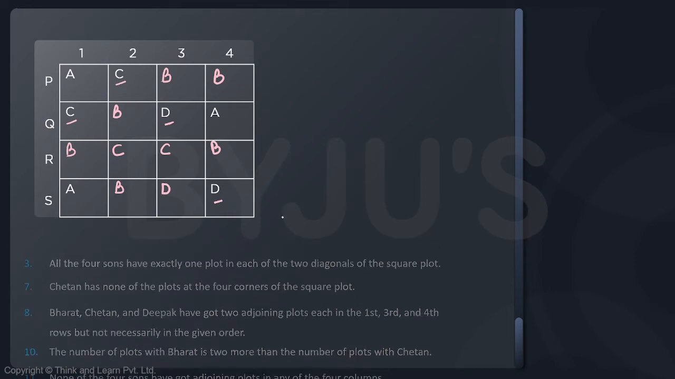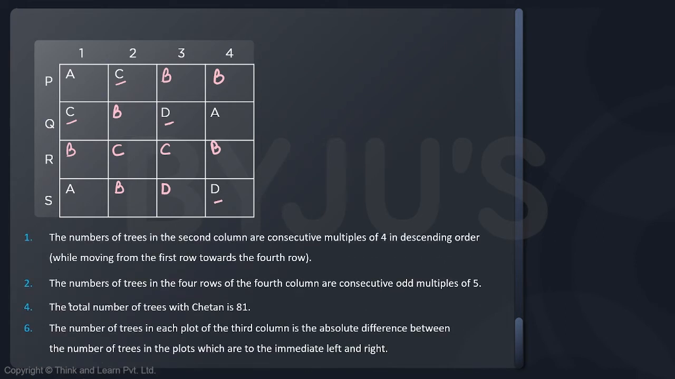Now, the next few pieces of information which are of use for us are 1, 2, 4, and 6. Let's have a look at those. The number of trees in the second column, this column, are consecutive multiples of 4 in descending order. So multiples of 4 in descending order, that I have written over here. The number of trees in the 4 rows of the fourth column are consecutive odd multiples of 5. So these are odd multiples of 5, but they all are consecutive. Keep that in mind. The total number of trees with Chetan is 81. So Chetan has got a total of 81 trees.